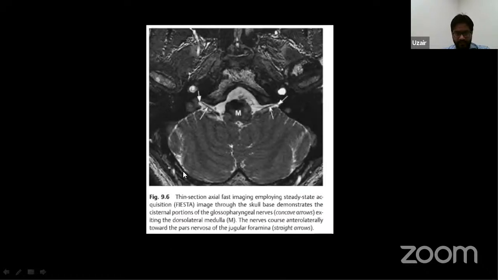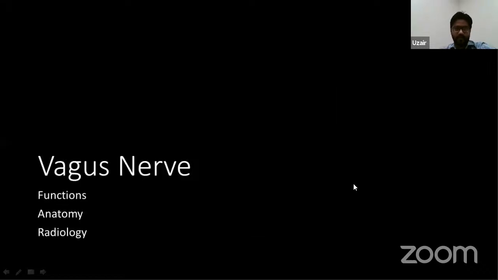Now, this image is showing the skull base that shows the glossopharyngeal nerve. So these are the glossopharyngeal nerves. This is the medulla, and we can see that it is going laterally in order to exit through the jugular foramen. So this is all about the glossopharyngeal nerve.